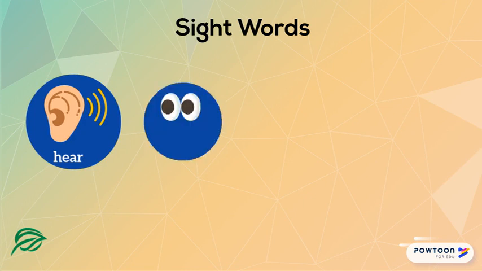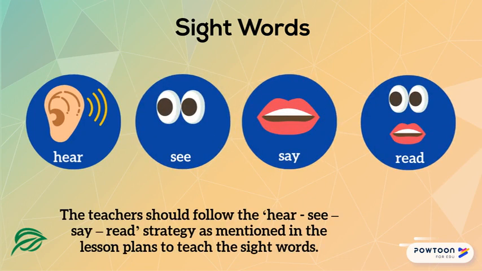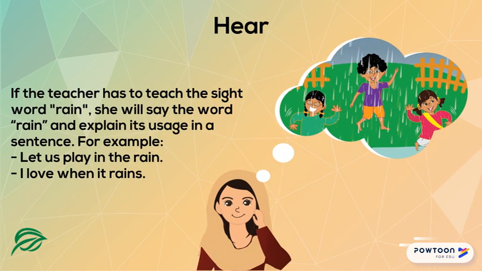The teachers should follow the hear, see, say, read strategy as mentioned in the lesson plans to teach the sight words. Here, if the teacher has to teach the sight word rain, she will say the word rain and explain its usage in a sentence. For example, let us play in the rain. I love when it rains.